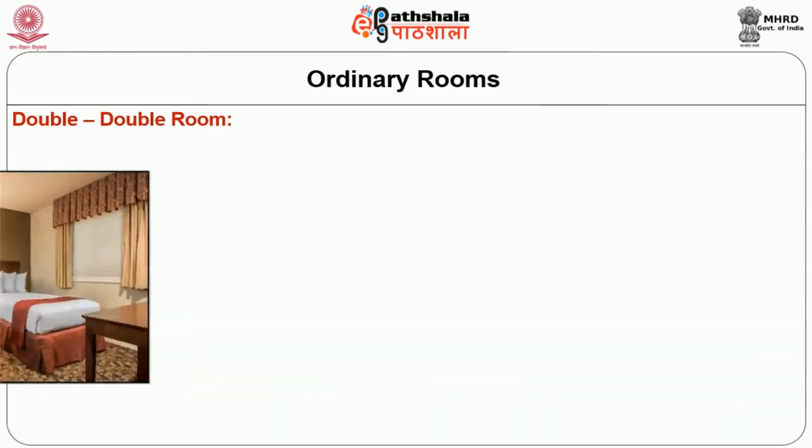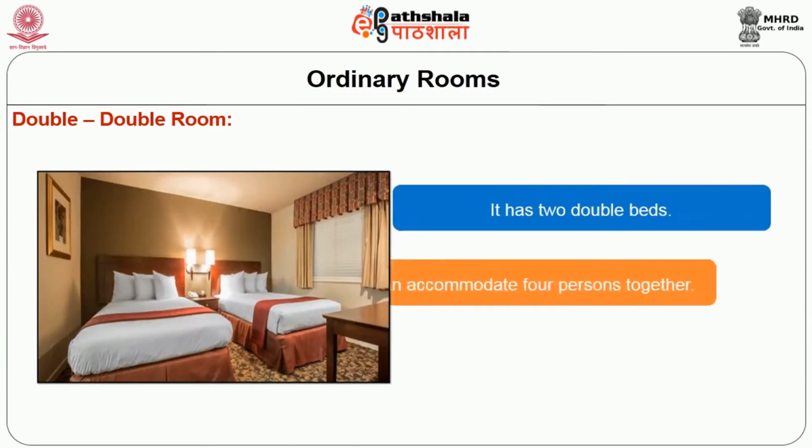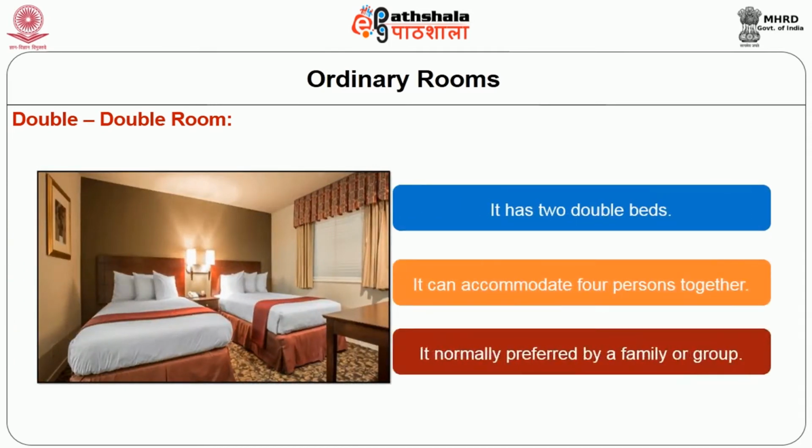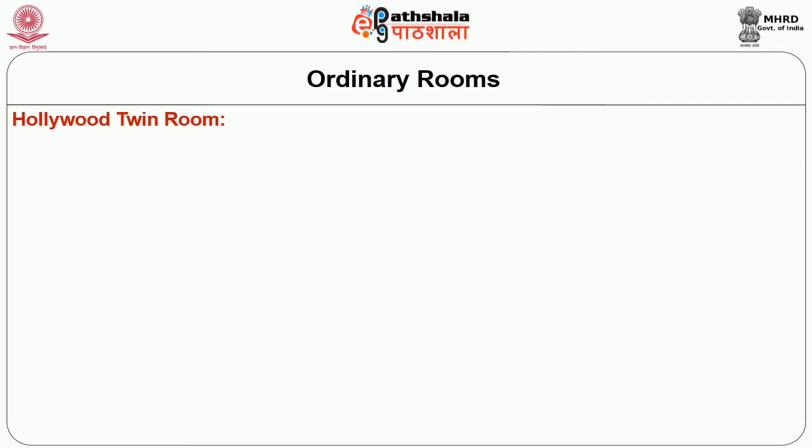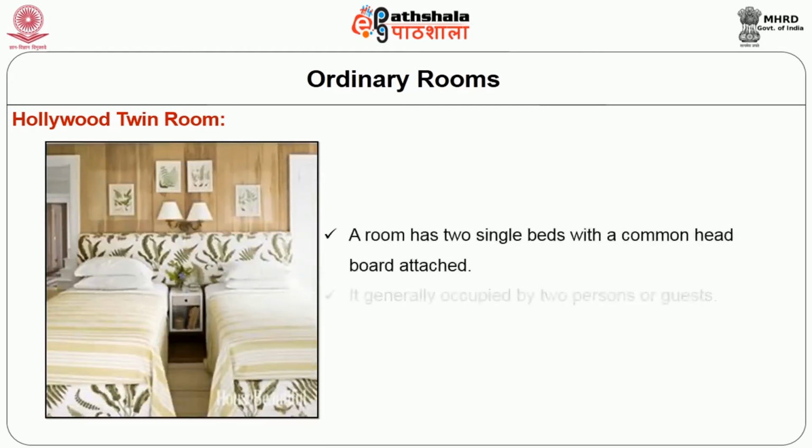Then the double-double room. So it has 2 double beds and it can accommodate 4 persons together. This is usually given for family or group bookings. The other one, the recent one nowadays, is the Hollywood twin room. The room has 2 single beds with a common headboard attached. It is generally occupied by 2 guests, suitable for double occupancy.